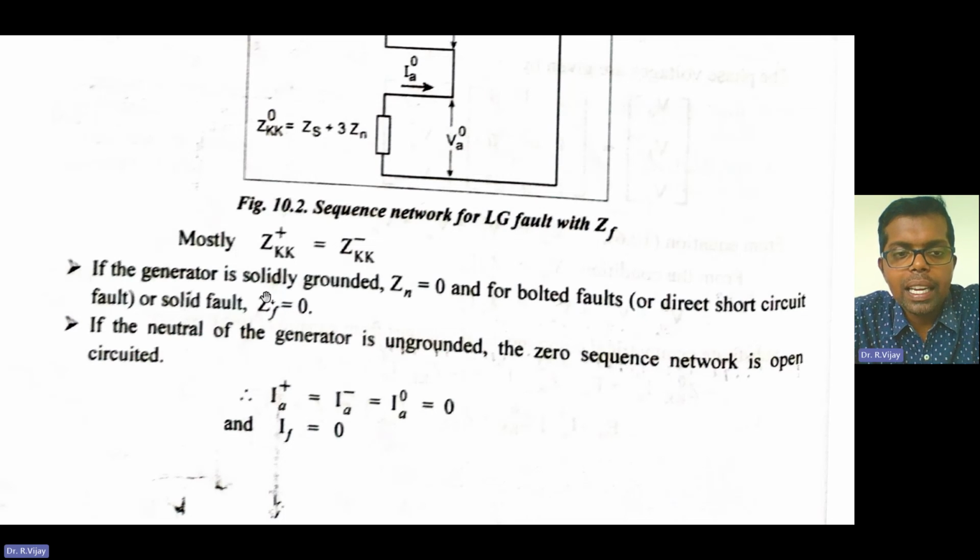If the generator is solidly grounded for the direct fault, then the fault impedance is 0, or the neutral impedance is also 0. If the neutral of the generator is ungrounded, then the zero sequence network is open circuited, as we saw in our previous formulations. So this is the case.